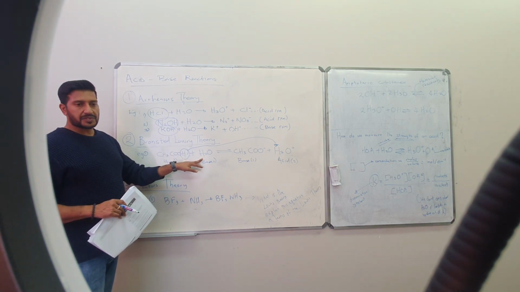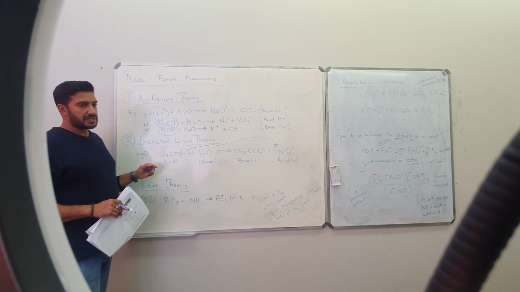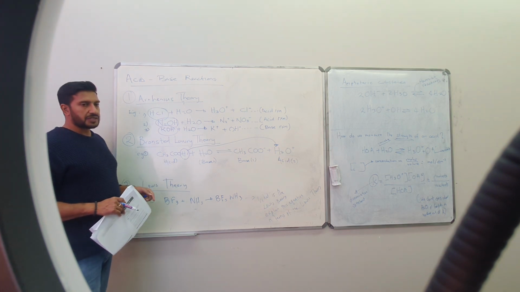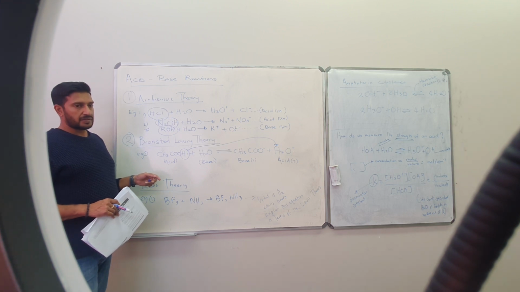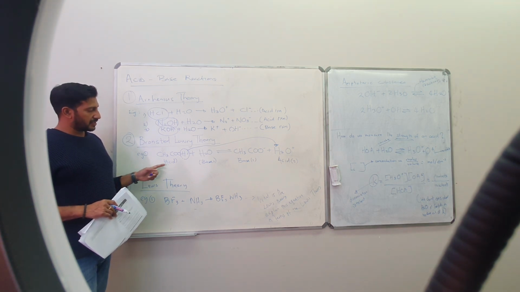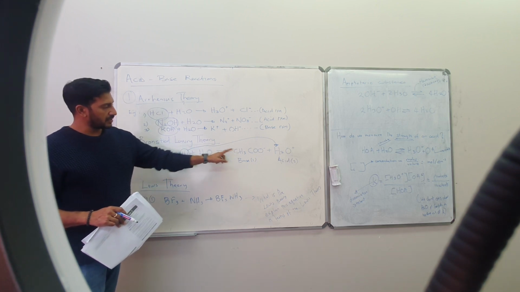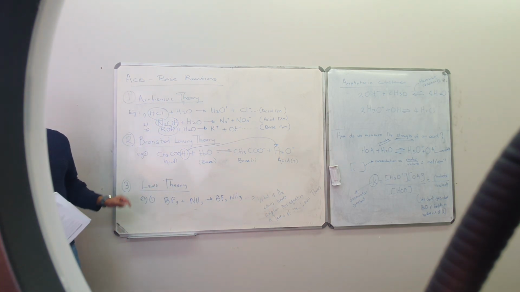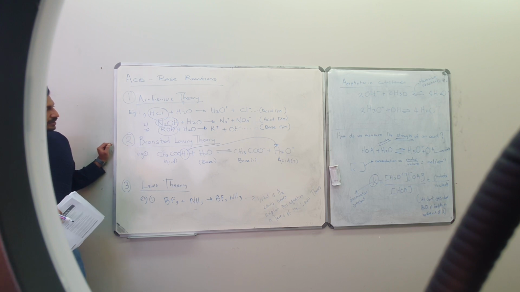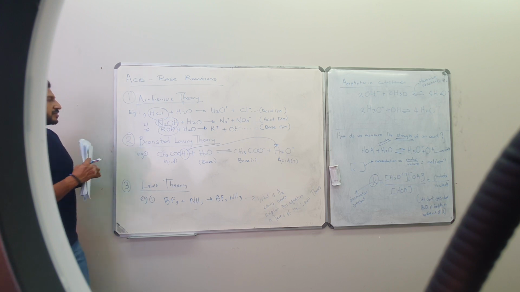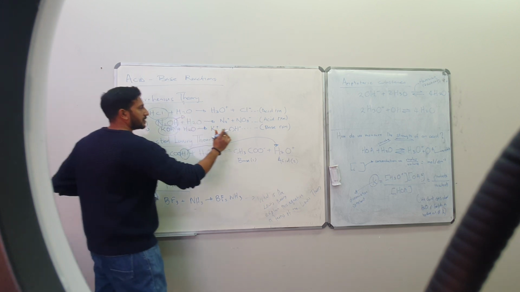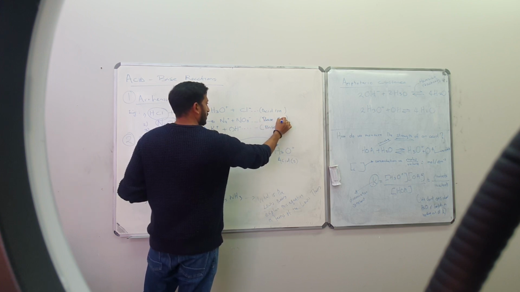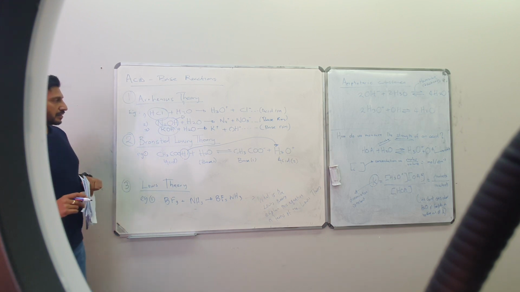So in terms of this here, it donates a hydrogen, and this here accepts a hydrogen. So which one is the acid and which is the base? The CH3COOH. And then the conjugate pairs: which is the conjugate pair for this acid? So this is the conjugate base, and the conjugate acid is there. Just to go back, the NaOH, why do we say it's an acid? It's a base. This is actually a base reaction.